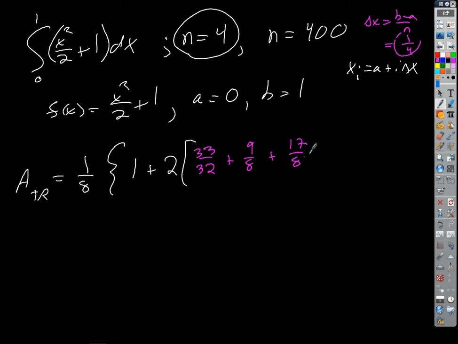Wait, I don't think so. At 3/4, I'm sorry, 16ths. Yeah, whoops, I messed that up. So we have 9/32 plus 1, so 41/32. Is that right? And then the last one, what would we get at 1, if we plug 1 in? We're going to get 3/2.